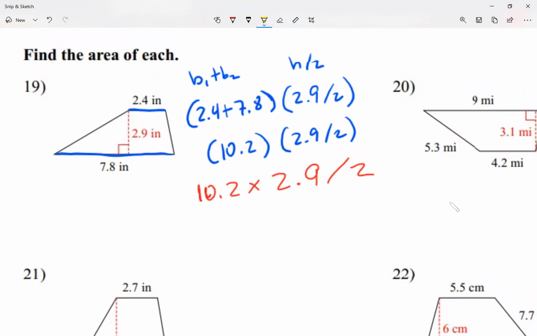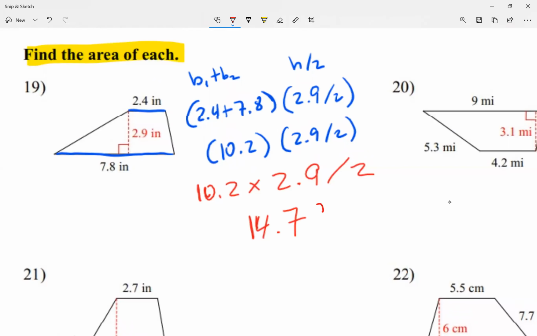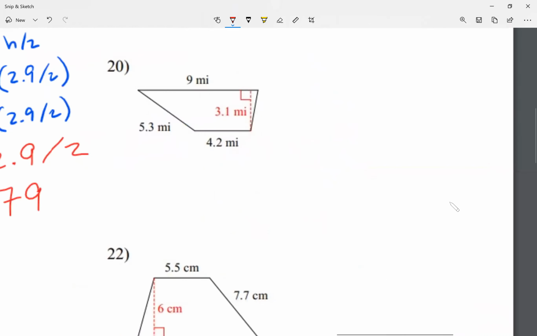I do take a look at my instructions. The instructions said find the area of each. It says nothing about rounding, right? Because it doesn't say round, then I'm not going to round. My answer in this case is 14.79. If it said rounded to the nearest tenth, 14.8. If it says rounded to the nearest whole number, 15. But it says nothing about rounding, so I'm going to type in my whole answer, 14.79.